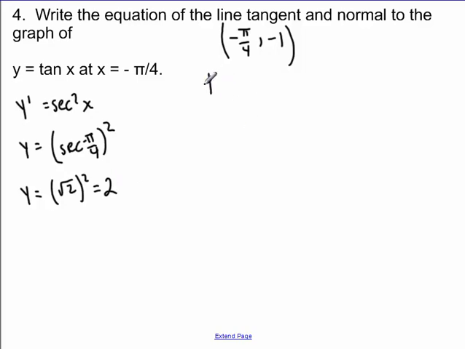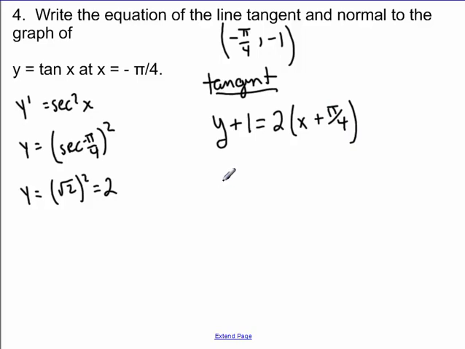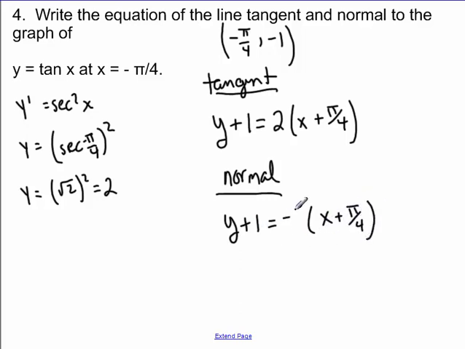So our tangent line, y minus y1 is equal to m times x minus x1. And then our normal line, y minus y1 is equal to, our slope we'll deal with in a minute. Remember, slope for the normal line is perpendicular, so it's the opposite reciprocal.